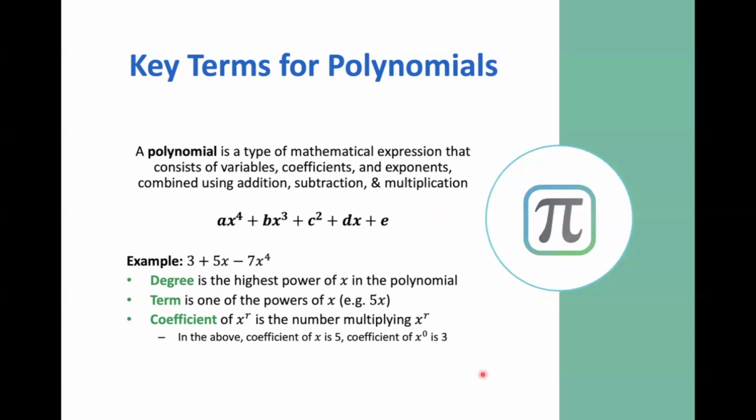And finally, the coefficient of x to the power of r is the number multiplying x to the power of r. In the example above then, the coefficient of x to the power of 1, which we just write as x, is 5, and the coefficient of x to the power of 0 is 3.